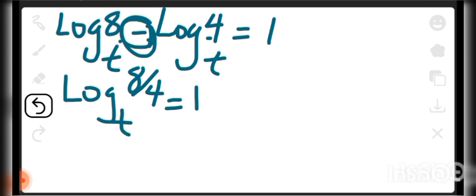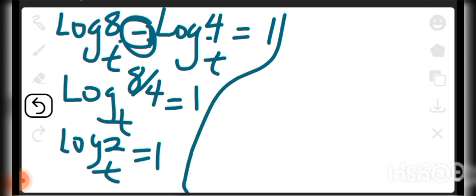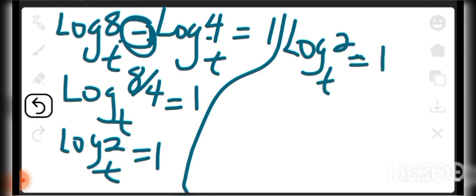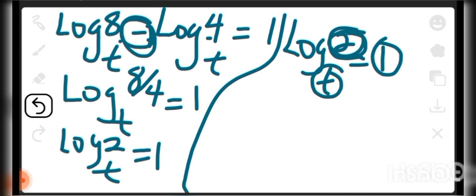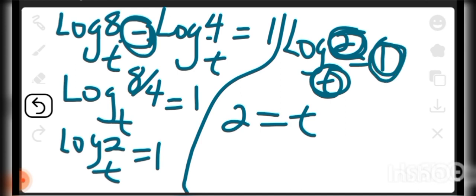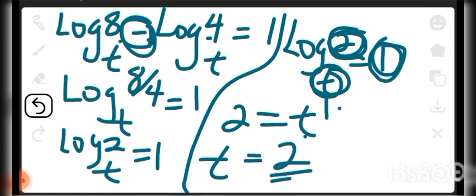Then it's equal to 1. Now this will give us log 8 over 4, which is 2, to base t equals 1. So now we have log 2 to base t equals 1. Remember when we started this class, I told you, if you have something like this, anything you have here must be equal to the base raised to power what you have here. So 2 must be equal to t raised to power 1. So t raised to power 1 is t, and it equals 2. So t in that question must be equal to 2 for the equation to be valid.